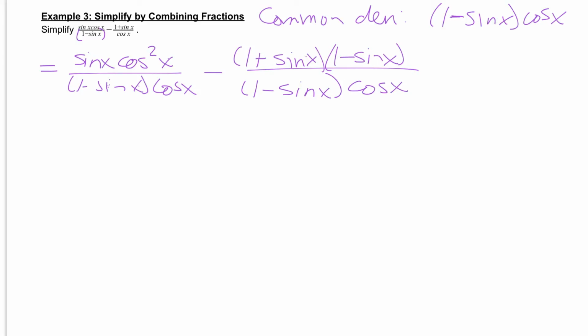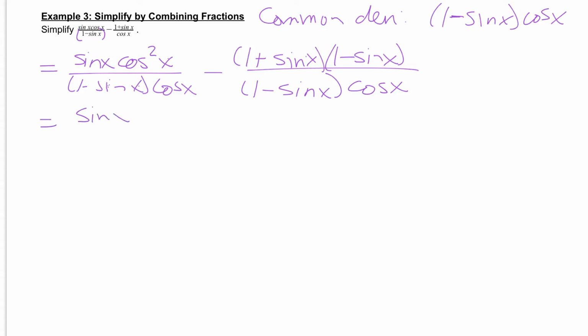If you notice, this is a difference of squares. 1 plus sine, 1 minus sine is a difference of squares. If you don't recognize that, you could multiply it all out and go from there. Or if you recognize it as a difference of squares, it would just become 1 minus sine squared. Again, you can do that work of multiplying off to the side of your work if you need to.